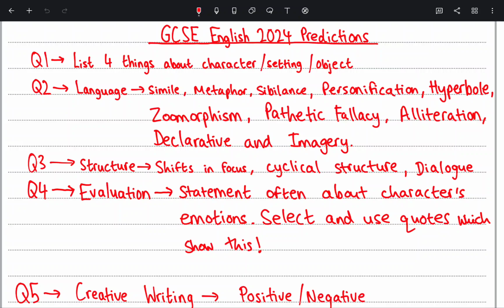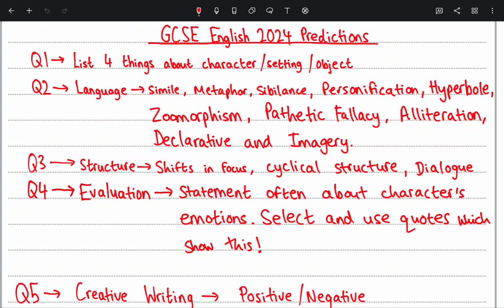And remember, if there is a shift in focus, tell us what that shift is, and importantly, how does it interest the reader? So is there a shift in the setting? Is there a shift in the perspectives? Is there a zooming in, zooming out? So what is the shift here? And importantly, please link it back to how it interests the reader.